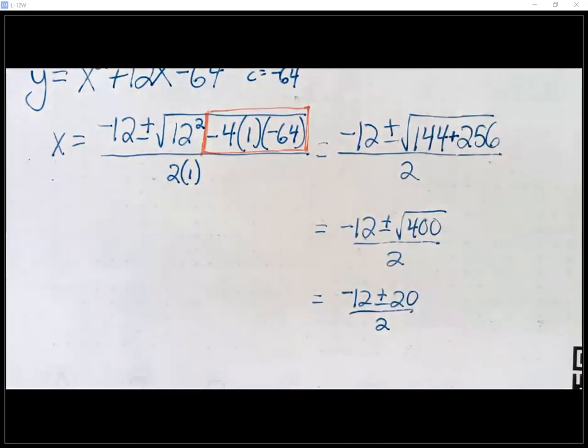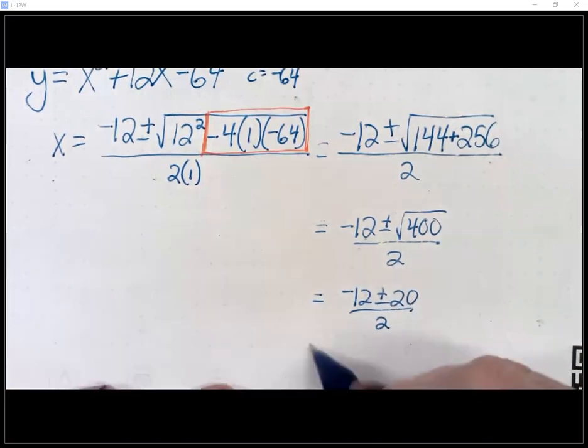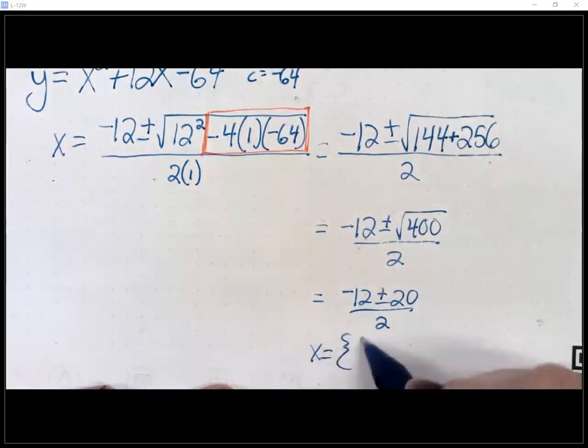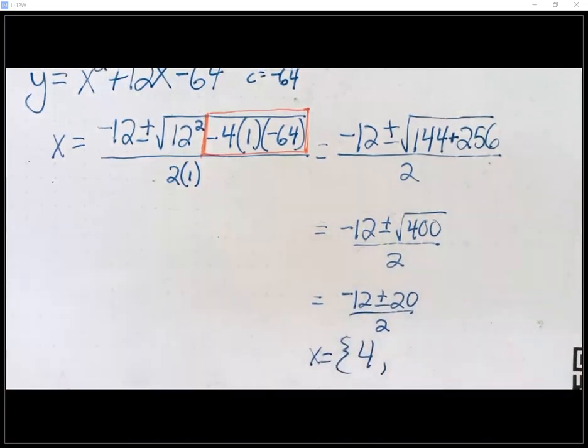You don't leave your answer like this though. You can do this. This means do negative 12 plus 20, which is just 8, right? And then divide it by 2. So one of my answers is just going to be 4. Do you see where that came from? Negative 12 plus 20 is 8. 8 over 2 is 4.